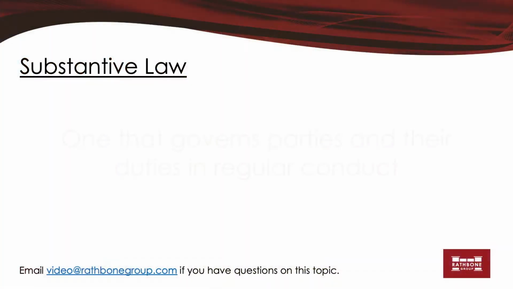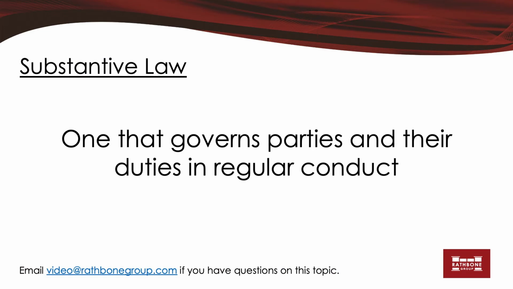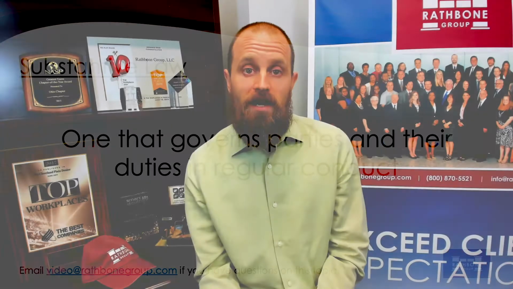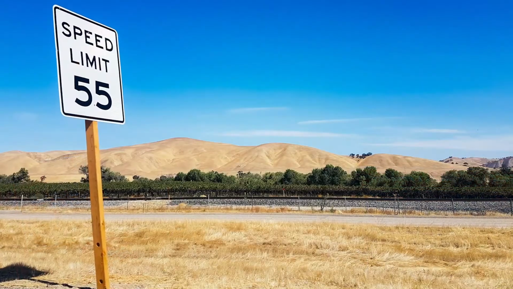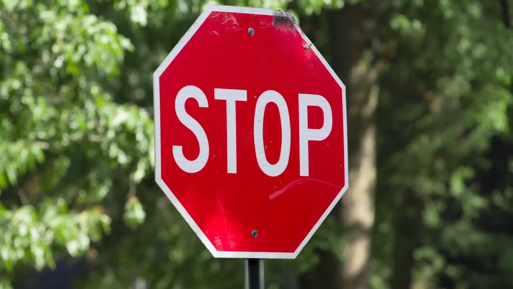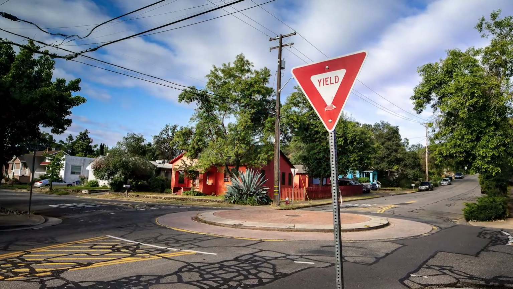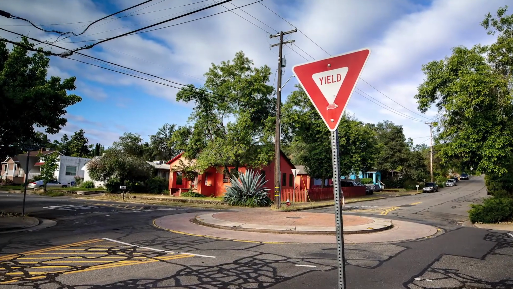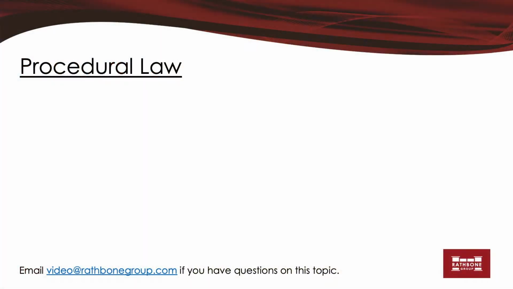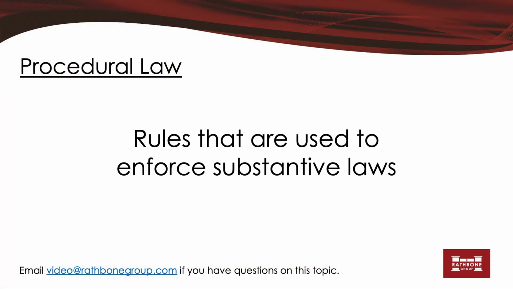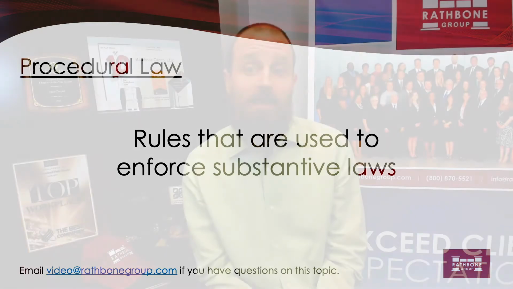A substantive law is one that governs the duties and obligations of parties in their regular conduct. Think about rules of the road, speed limits, whether you have to stop at a stop sign, what a yield sign means, driving furthest to the right when you make a right-hand turn. All of those things are substantive laws. They govern the conduct. Procedural laws are the rules that are used to enforce those laws in the administration of justice. For our purposes, in most cases, a statute of limitation is a procedural rule.